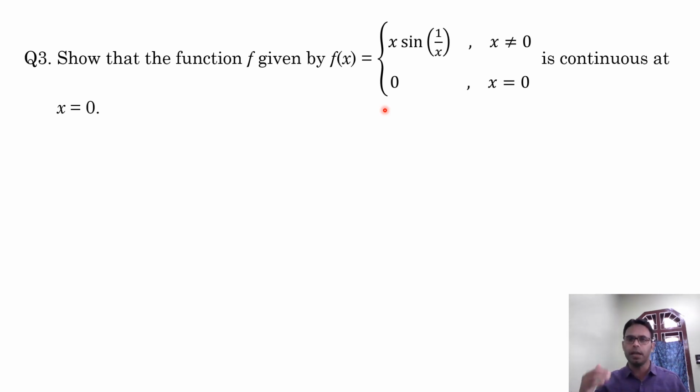If the function has different definitions for different values of x, in those cases also we are to take the left hand and right hand limit to check the limit of the function.